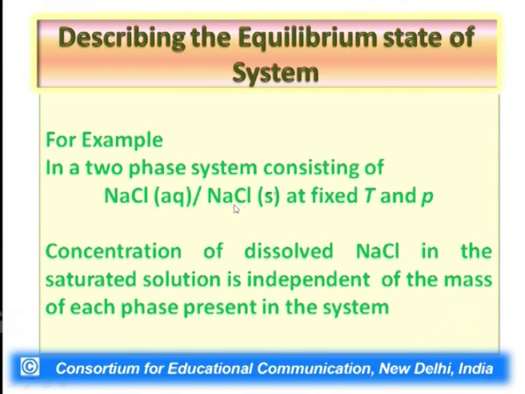If such a system is maintained at fixed temperature and pressure, meaning the system is in a state of equilibrium, then the concentration of dissolved sodium chloride in the saturated solution is independent of the mass of each phase present in the system. What we need to say is that the molarity of sodium chloride in the aqueous solution will always be the same, no matter whether the solution is 200 milliliter, 400 milliliter or 1 liter.